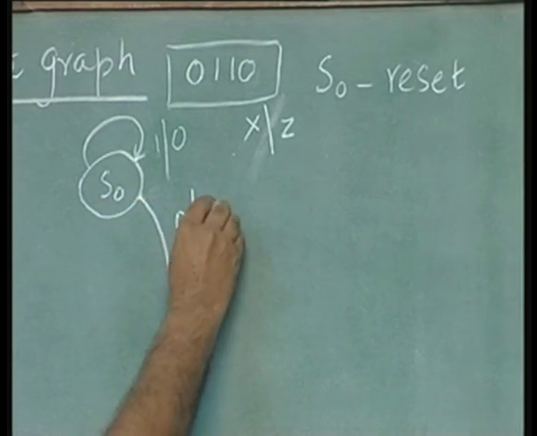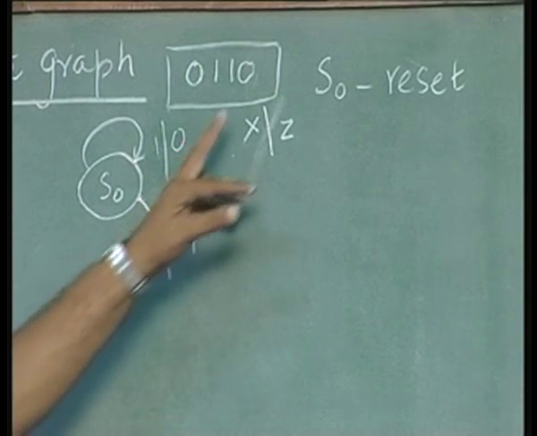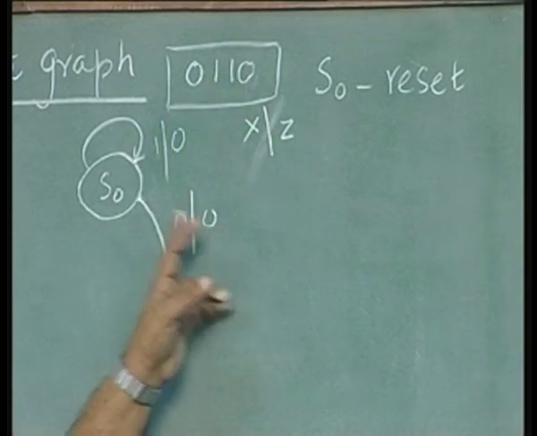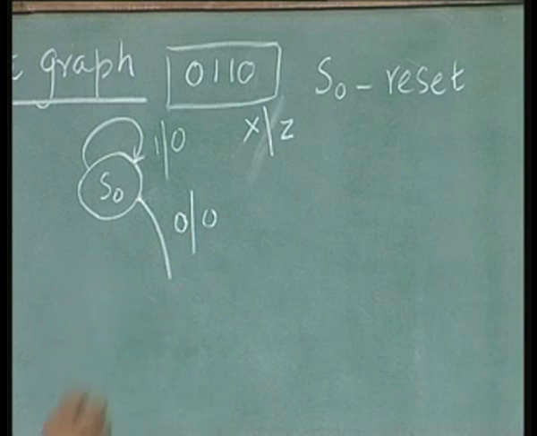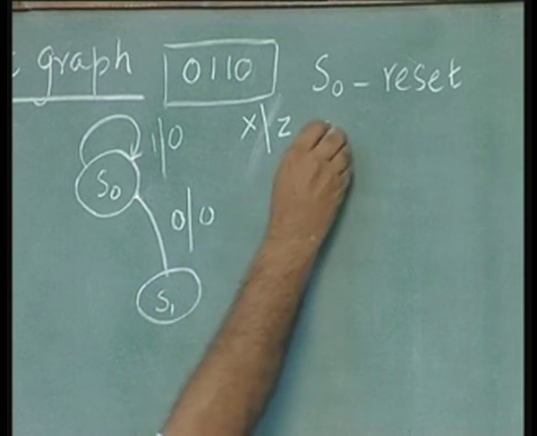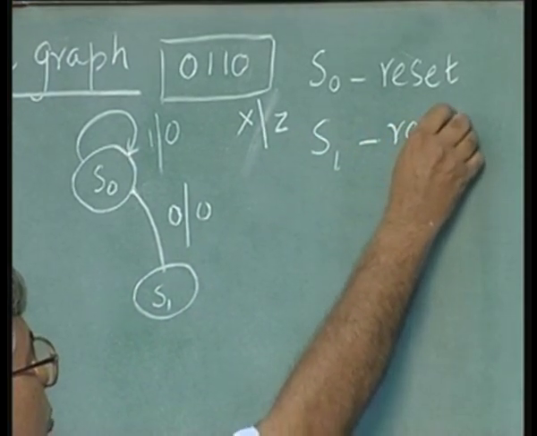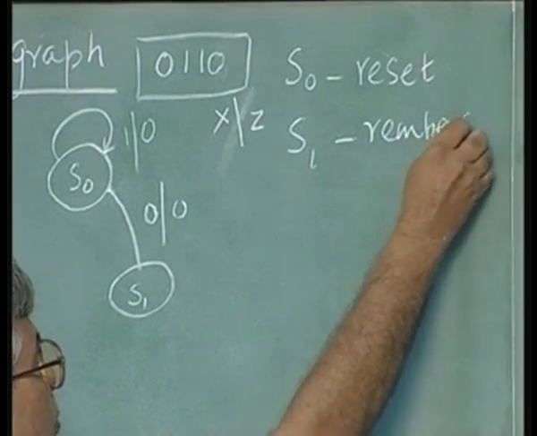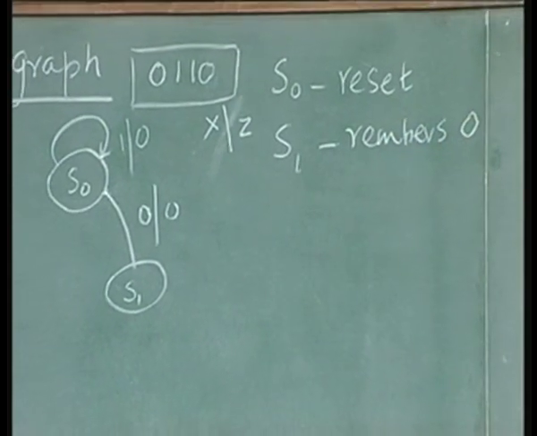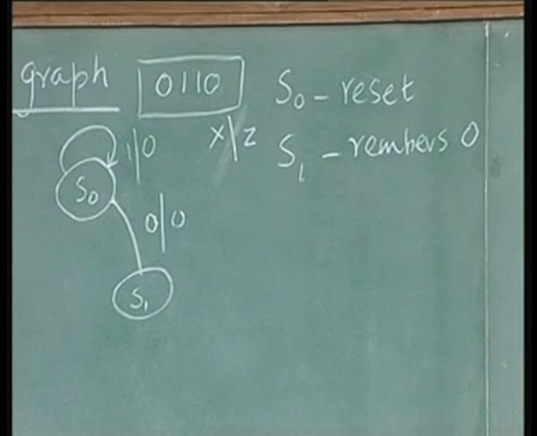I will still have no output. Output will come only along with the fourth bit. So output is still 0, but I need to go to a new state which will remember this. So let me call this S1. S1 is a state which will remember 0. S0 remembers S0.